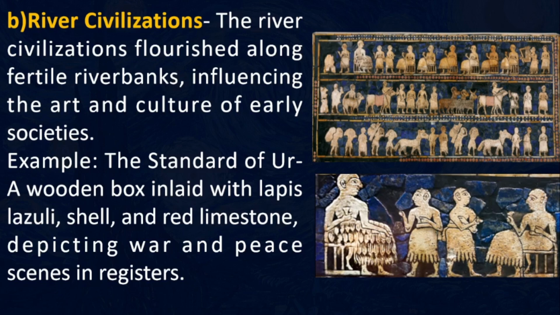B. River civilizations. The river civilizations flourished along fertile river banks, influencing the art and culture of early societies. Example, the Standard of Ur. This rectangular box from Mesopotamia is inlaid with lapis lazuli, shell, and red limestone, portraying contrasting scenes of war and peace. The panels are arranged in registers, illustrating a structured and hierarchical society. It reflects the artistic and political sophistication of early civilization.